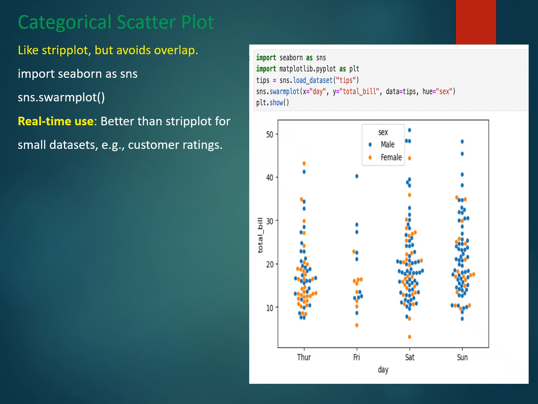Categorical scatter or swarm plot. Swarm plot improves it by avoiding overlap.